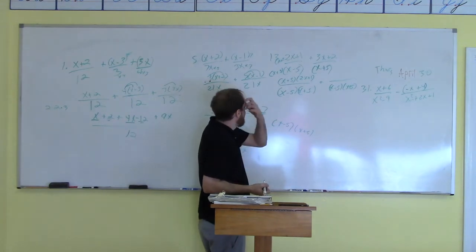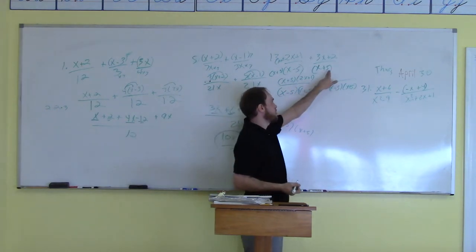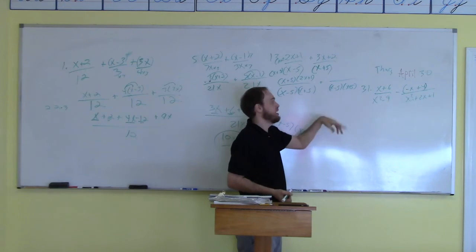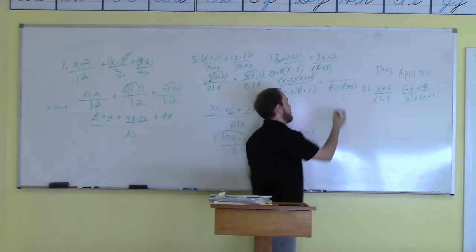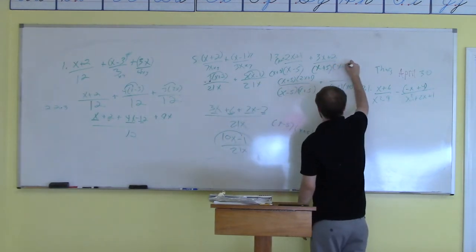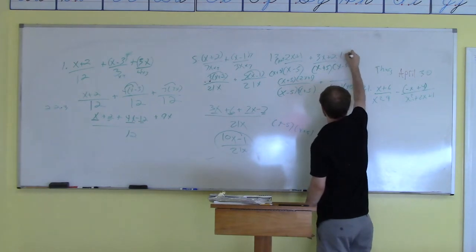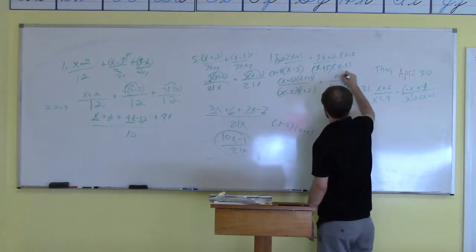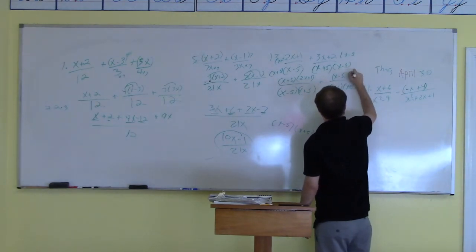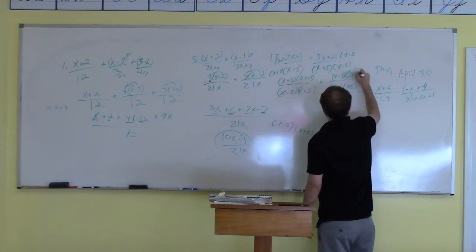Okay, then this one over here has an x plus 5, so what's it missing? It's missing the x minus 5. So I have to multiply x minus 5 times top and bottom. So it'd be x minus 5 times x times 3x plus 2.